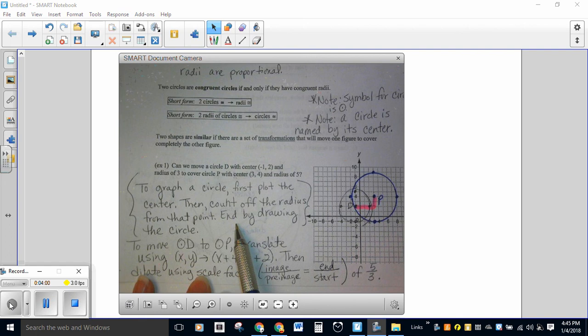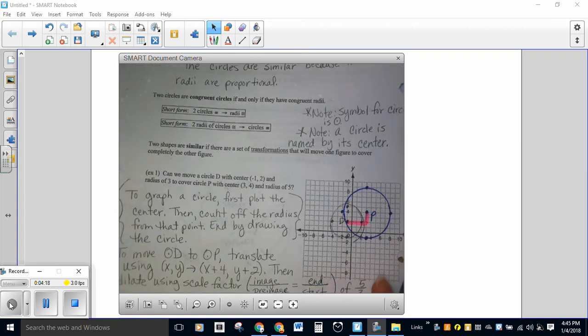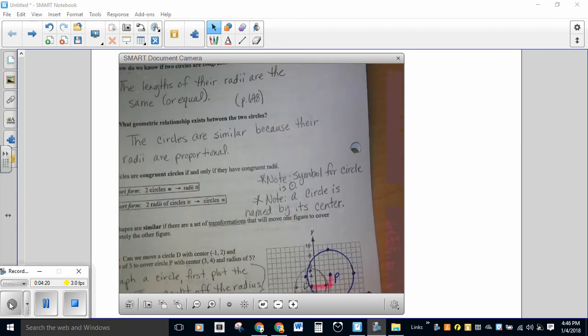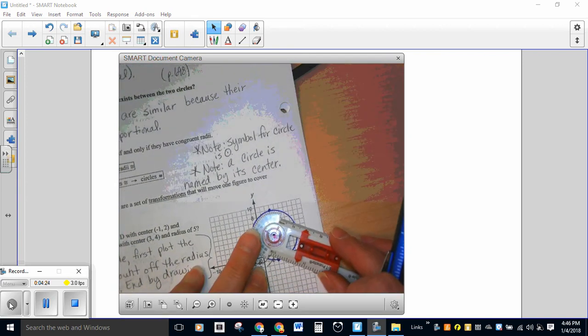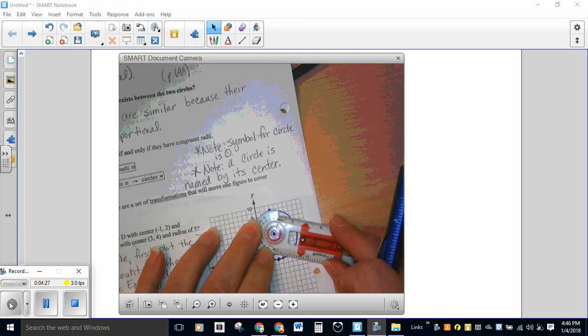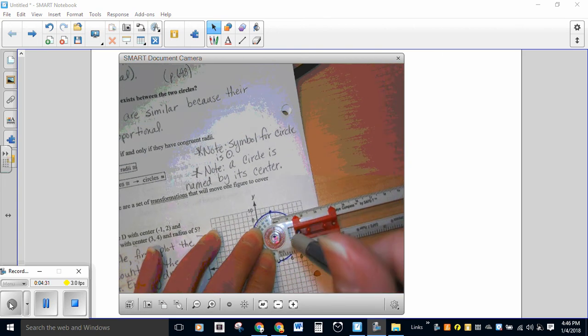To do circle P, we go 3 to the right, 4 up. That's my center, and I label it P. My radius is 5, so from point P, I count 5 to the right, 5 up, 5 to the left, and 5 down. Then I use my compass, which I showed you how to do in the other one, but I'll go over it real quick right here. You put the tip of the compass in the middle for circle P, and then you set your sliding part so that it covers one of those points. You put your pen or pencil in, and then you draw your circle.